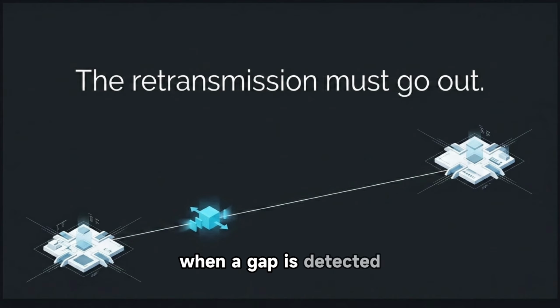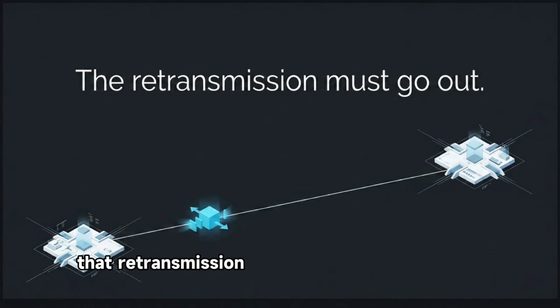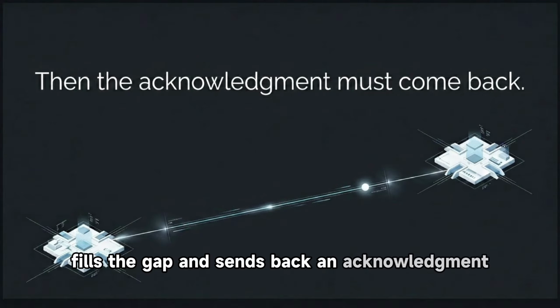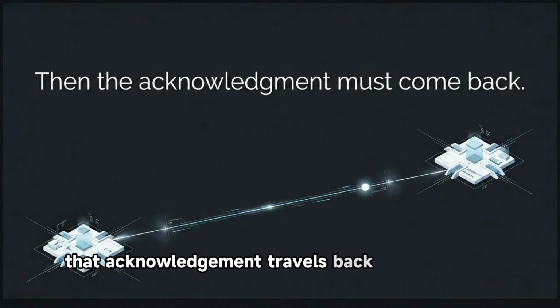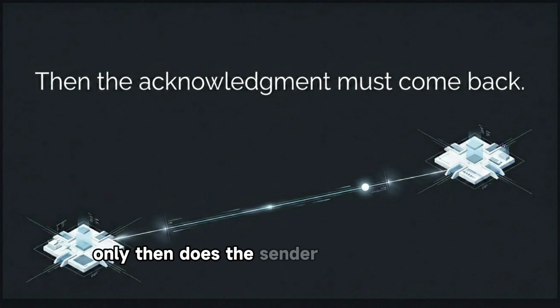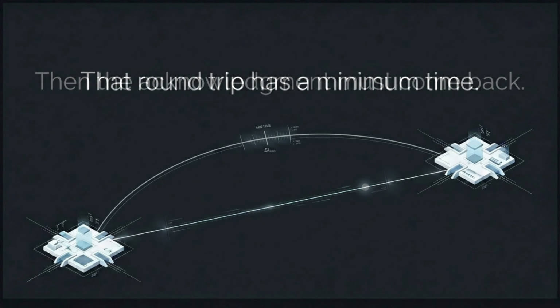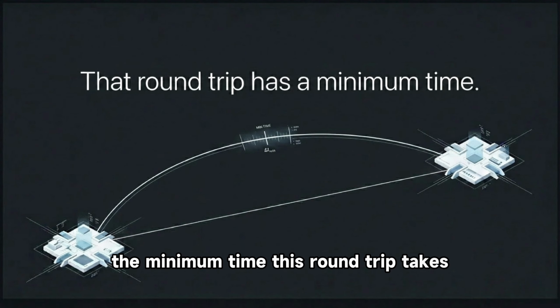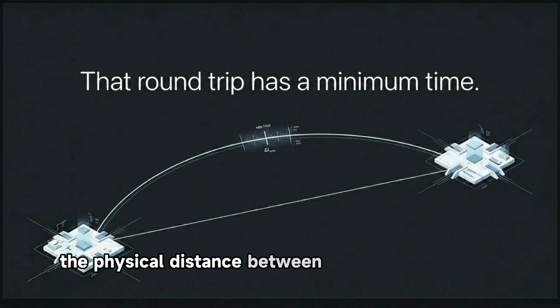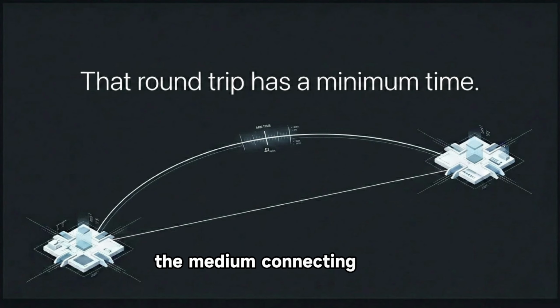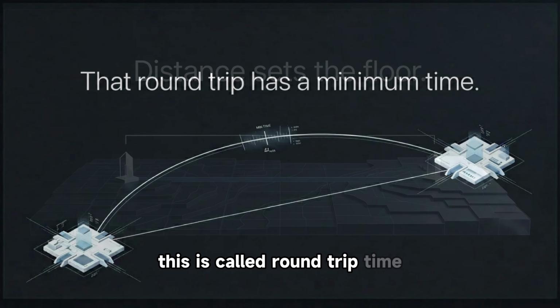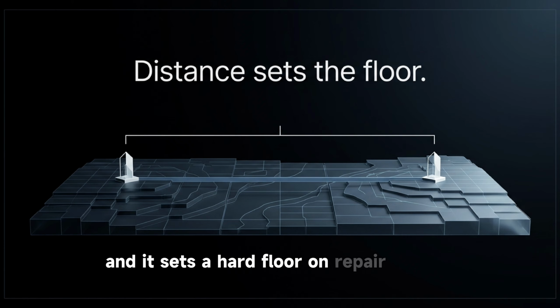When a gap is detected, the sender has to retransmit the missing data. That retransmission travels across the network to the receiver. The receiver processes it, fills the gap, and sends back an acknowledgement. That acknowledgement travels back to the sender. Only then does the sender know the repair succeeded. The minimum time this round trip takes is determined by the physical distance between sender and receiver, and the speed at which signals travel through the medium connecting them. This is called round trip time, and it sets a hard floor on repair latency.